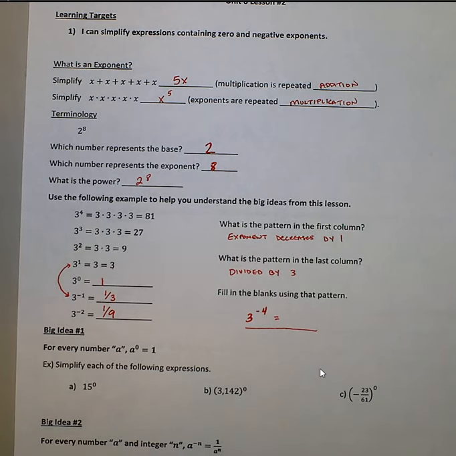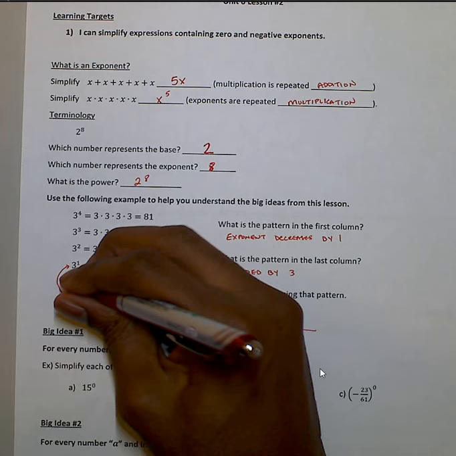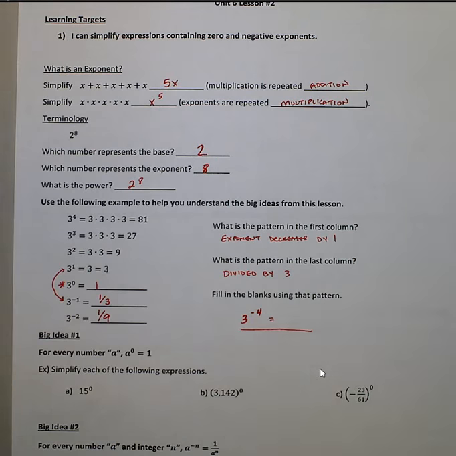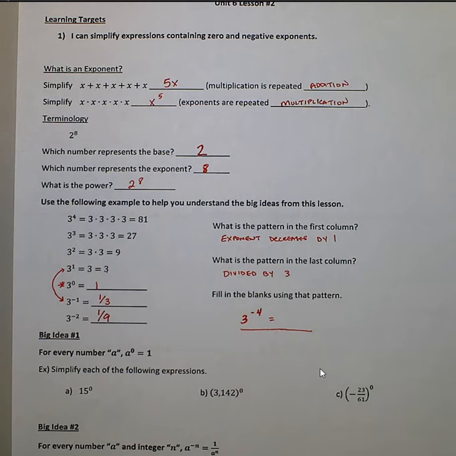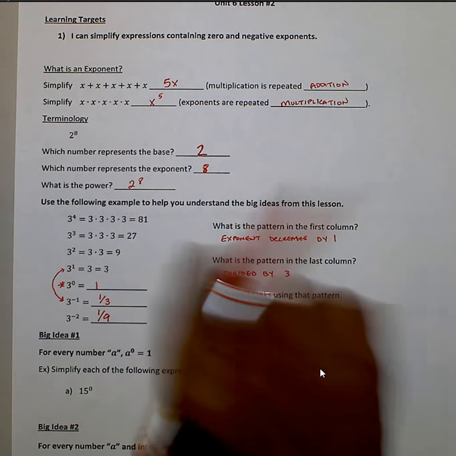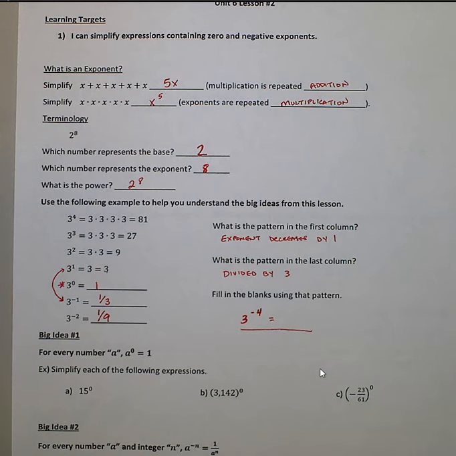Okay, so let's focus on this really quick. Notice that 3 to the 0 was 1 following that pattern. For every number a, a to the 0 is going to be 1. No matter what number, when we get to the 0, it'll always be dividing something by itself, which will be 1.